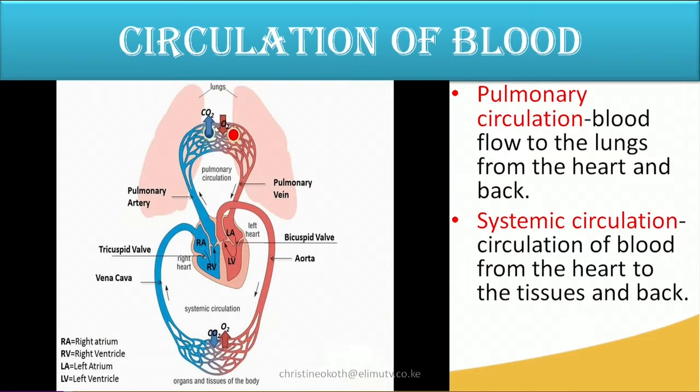So in the circulation of blood, we have two types of circulation. We've talked about the pulmonary circulation. That is the blood which is flowing to the lungs, then from the lungs back to the heart, because this blood is going to the lungs via pulmonary artery. Then from the lungs, after it has been purified, it goes back to the heart via pulmonary vein. So this is what we call pulmonary circulation. Now there's the other type of circulation which we call systemic circulation. So this is the circulation of the blood from the heart to the tissues and back.